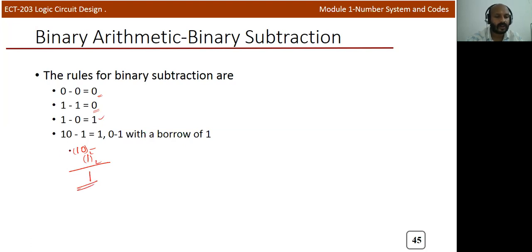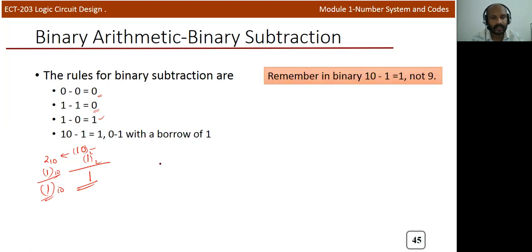Why? Because this 1 0 is actually representing the decimal value 2, and if you subtract 1 from here, you'll get 1. That's why it is indicated as 1 0 minus 1 is equal to 1. This is not equal to 9 actually. Don't consider it as a decimal value, here it is a binary operation.